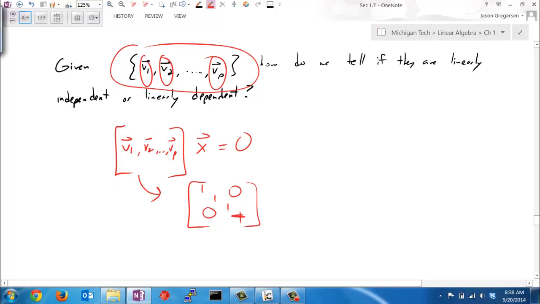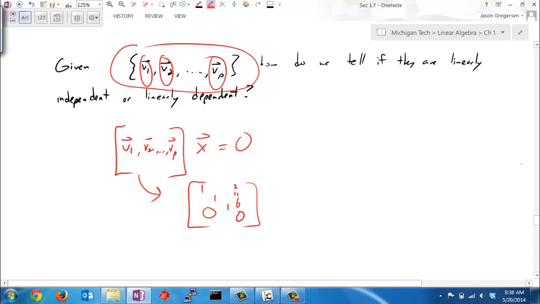All right, so then if I had a case where it was like this, and who knows, you could have numbers here if you want, 2, 4, 6. In that case, there would be a free variable. So there would be infinitely many solutions. So there would definitely be non-trivial solutions. In this case, the set would be dependent. One of them is redundant. One of them is just a linear combination of the others. So that's kind of the formal way to show it.